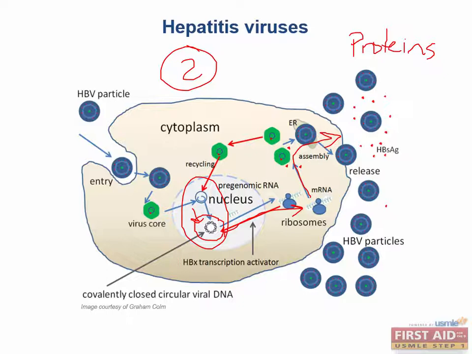Another function of this messenger RNA is to be reversely transcribed back into the partially double-stranded DNA by a reverse transcriptase that is carried by the virus. This partially double-stranded DNA is then recycled and reused to make more mRNA and to make more viral progeny.